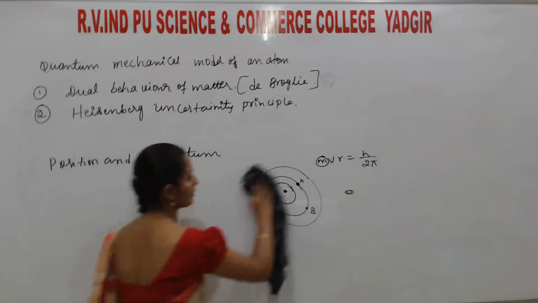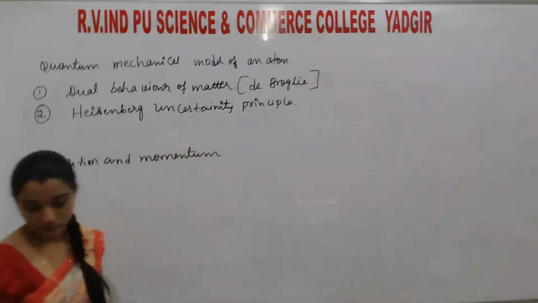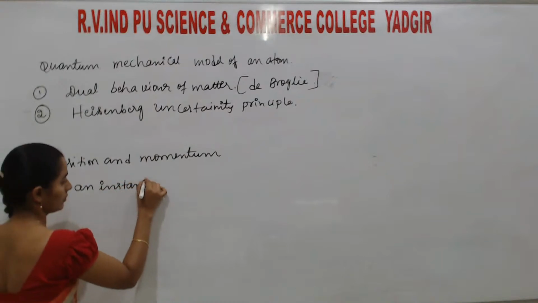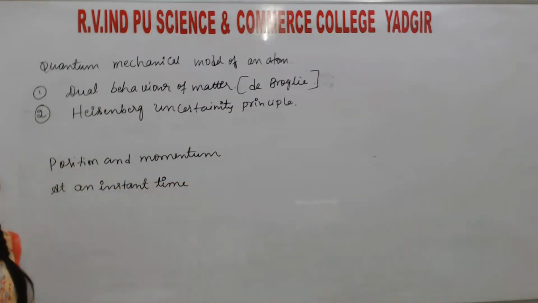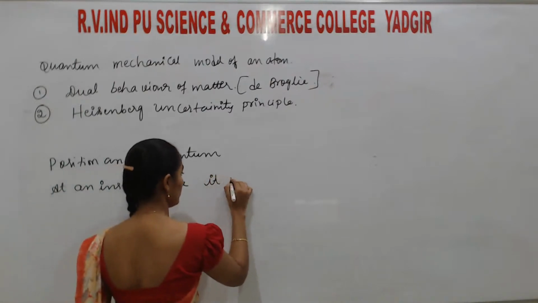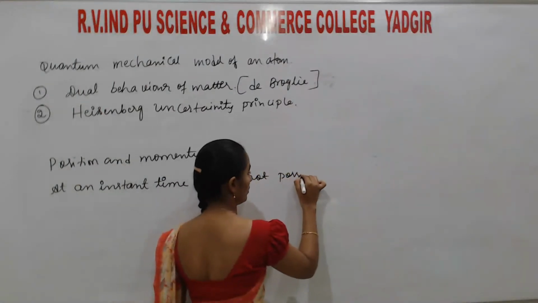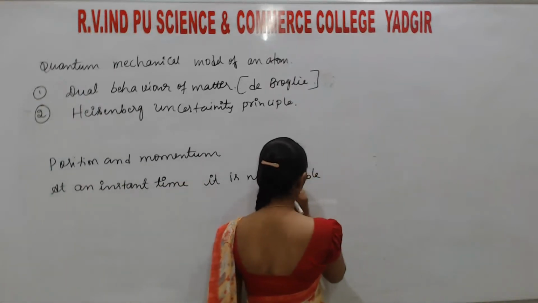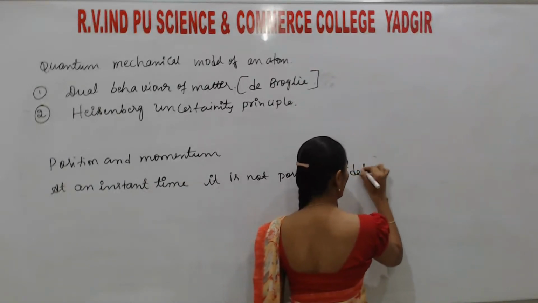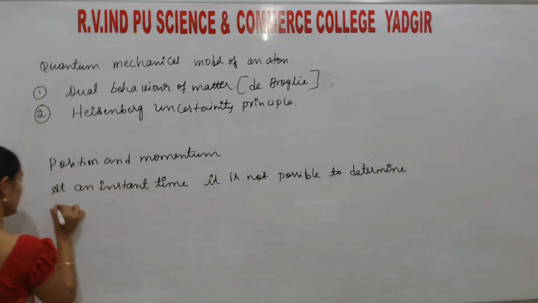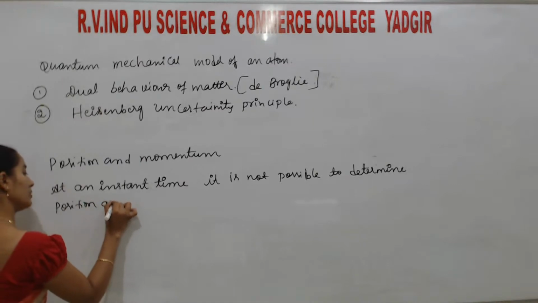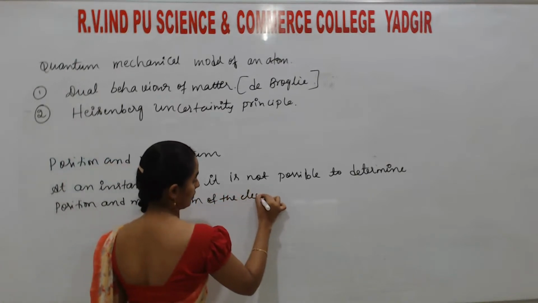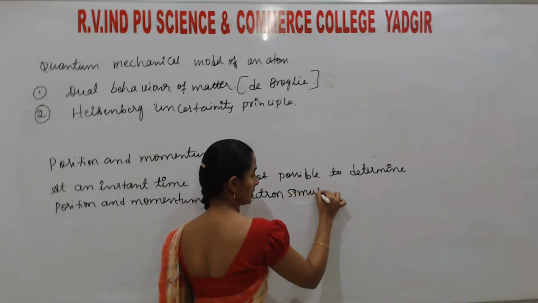The statement of the uncertainty principle is: at an instant of time, it is not possible to determine the position and momentum of the electron simultaneously.